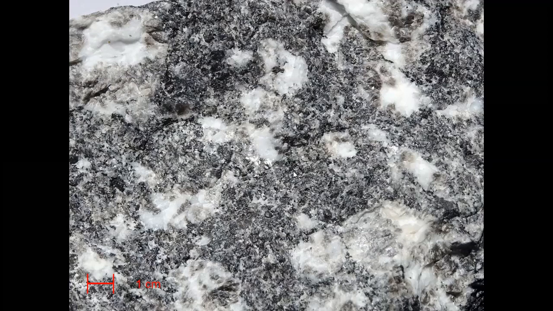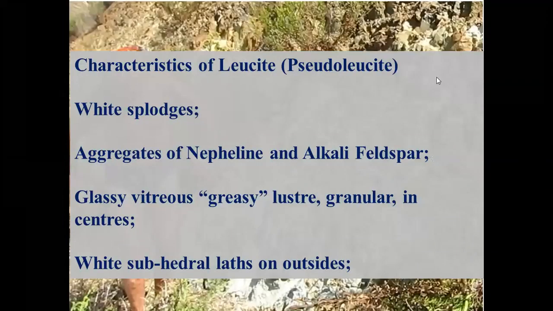And I think that's the last slide. Yeah. So what we've got there, this is leucite. Well, it's not actually. It was leucite, and the leucite has altered. Leucite is another one of these feldspathoids. So this one is again a sodium-rich feldspathoid. It's another one of these aluminosilicates.